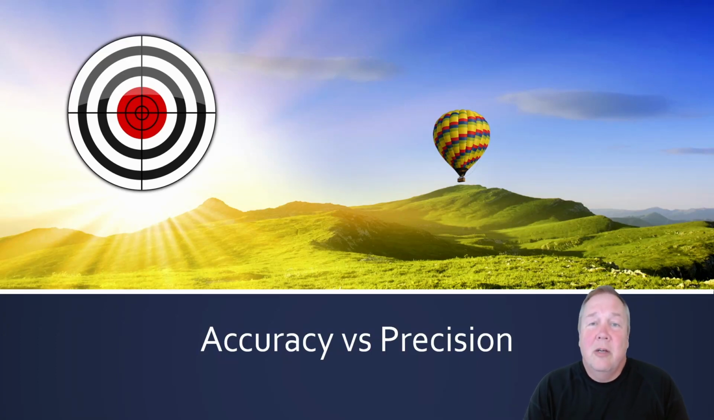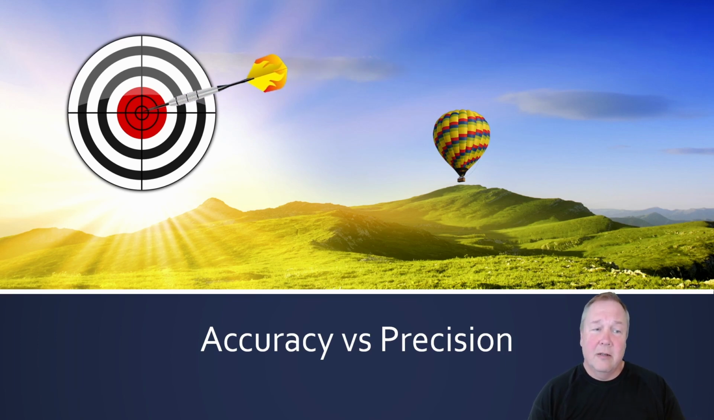Today's video, we're going to talk about the distinction between accuracy and precision. These terms, a lot of people use them interchangeably, but they actually mean two completely different things. They're both measurable, and there are times when you care about one, there are times when you care about the other, there are times when you care about both of them. And we're going to talk about what that is.